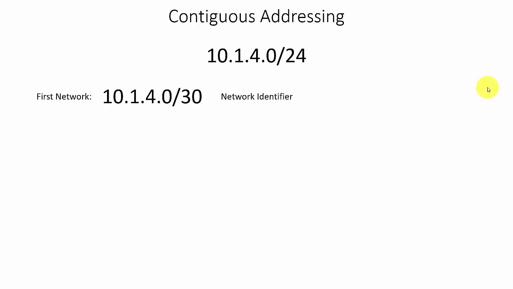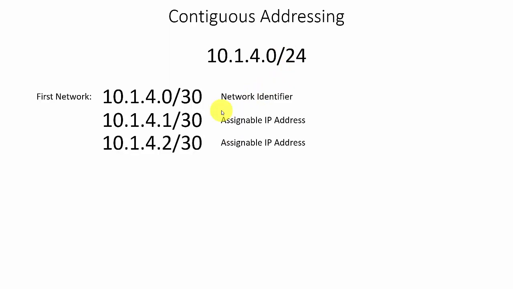10.1.4.0/30. This is the network identifier. This is unchanged from our original block of /24. This identifies the network. It is not an assignable IP address. .1/30 is our first assignable IP address. .2/30 is our second assignable IP address. .3 is our broadcast address for the 10.1.4.0 network. And at this point, this network is done. There's all 4 IP addresses: network identifier, assignable IPs, broadcast address.